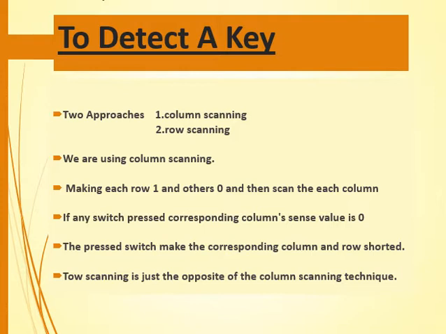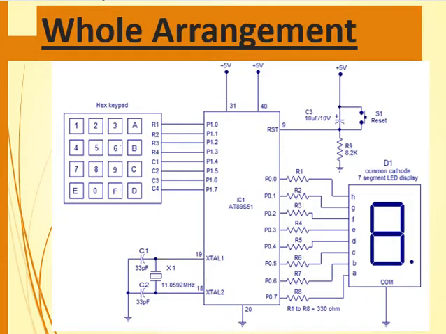Two approaches, column scanning and row scanning, are there because a matrix has columns and rows, and a pressed switch makes the corresponding column and row shorted. This is how we interface. Here we connected the keypad to port 1 of the microcontroller, and the output is driven to an LCD with port 0. For port 0 we used an external interface, as we can see.